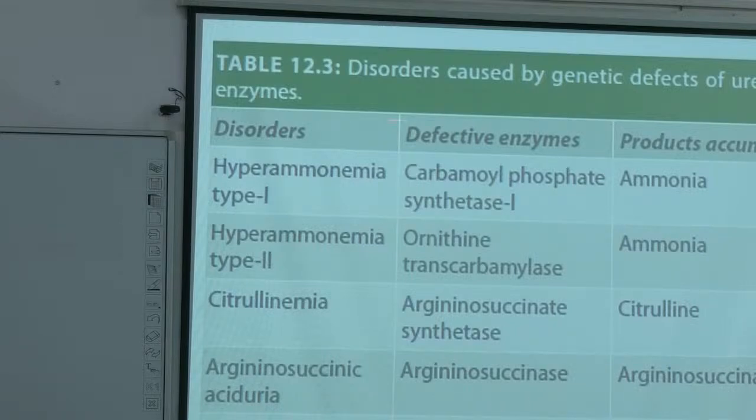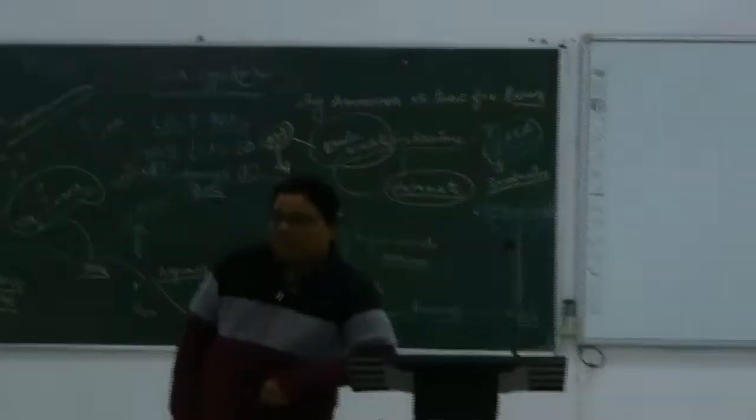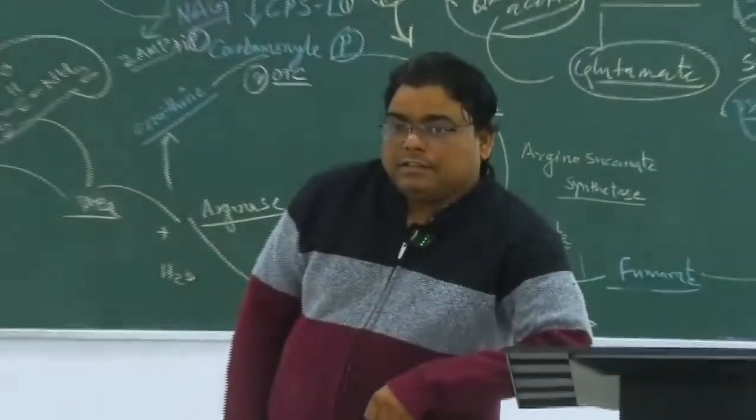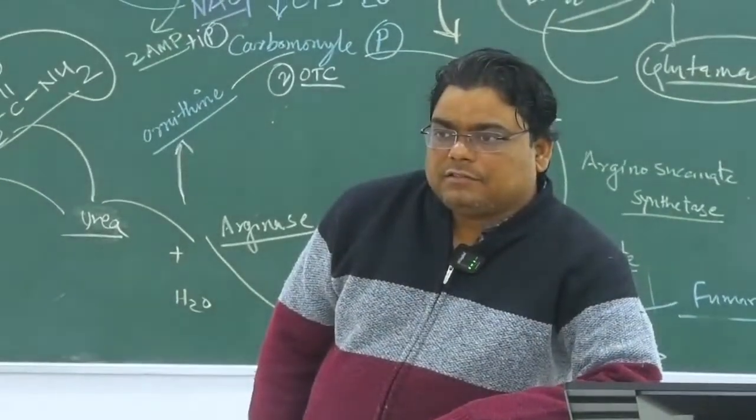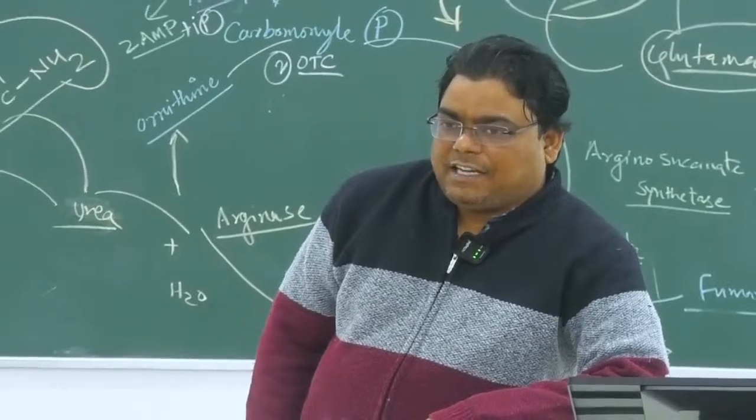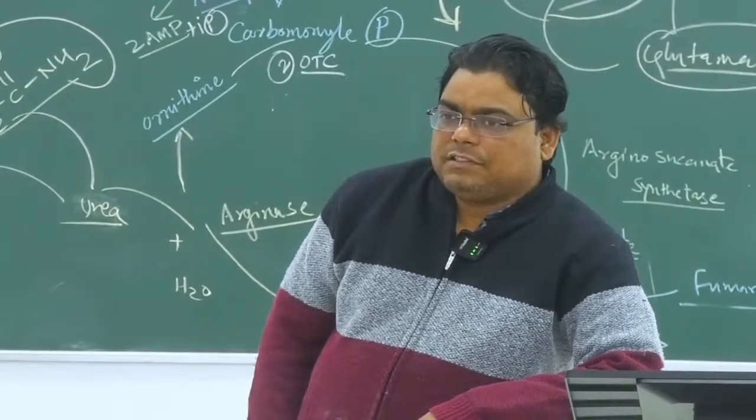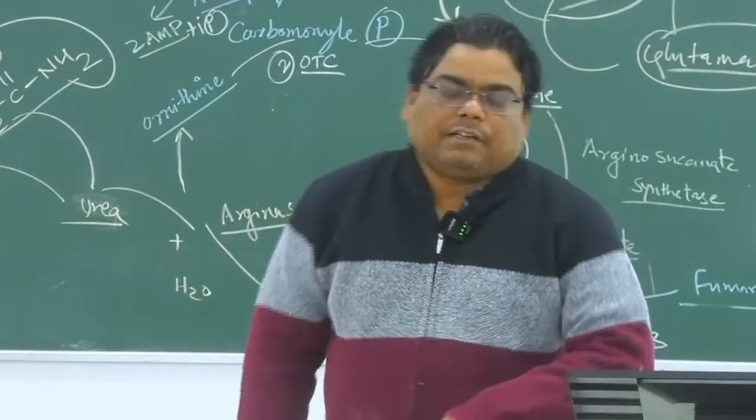These are all the disorders, hyperammonemia first, hyperammonemia second. Okay, I will ask a question. CPS first is present in the mitochondria. Where is this CPS second present? Cytosol. Cytosol in the liver.